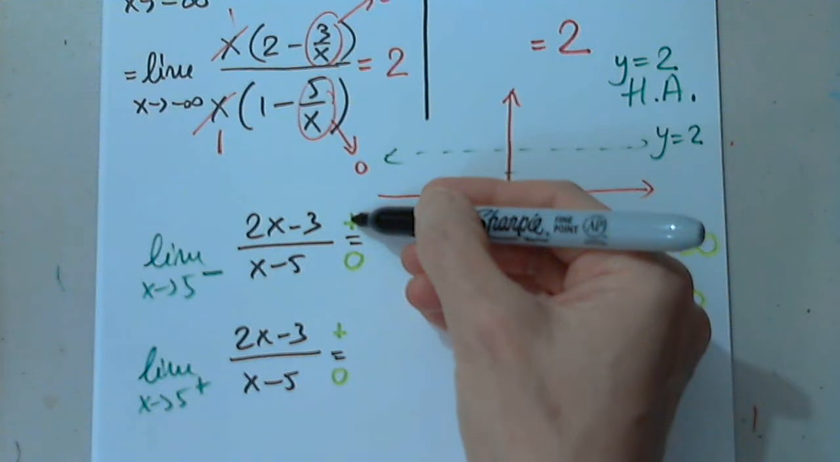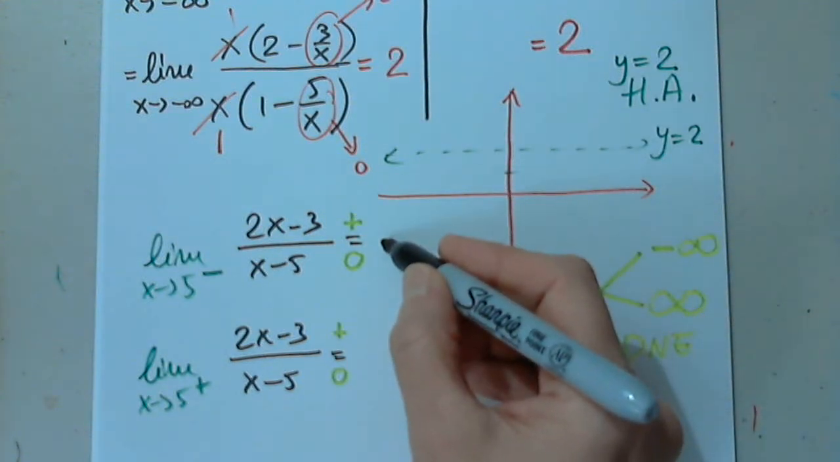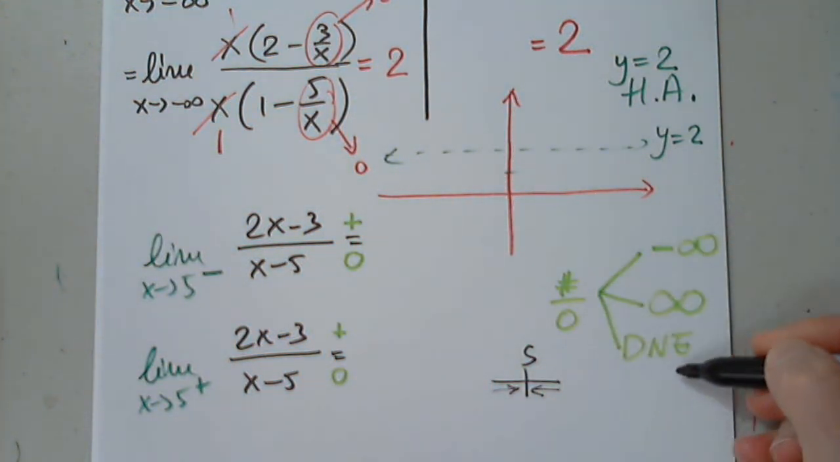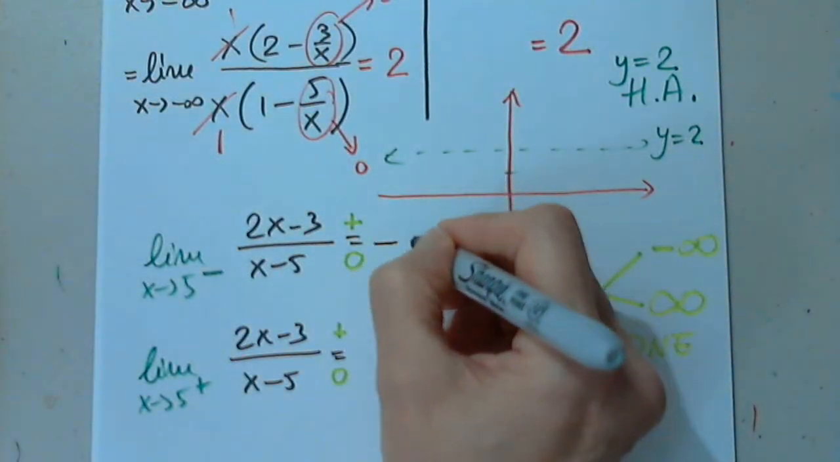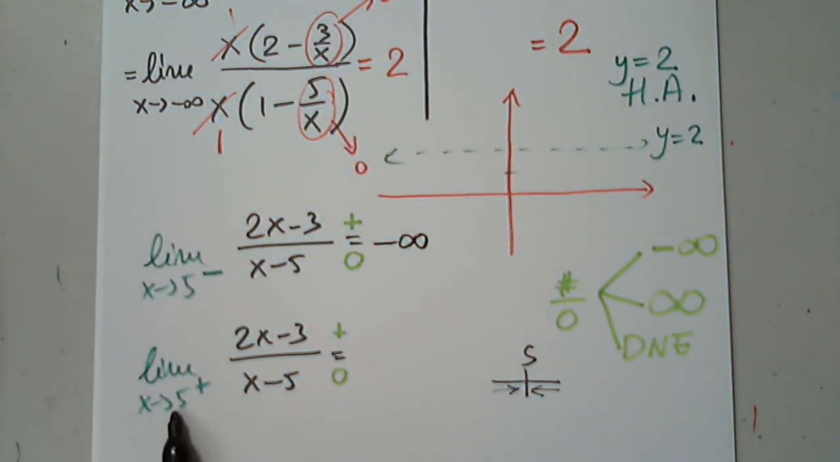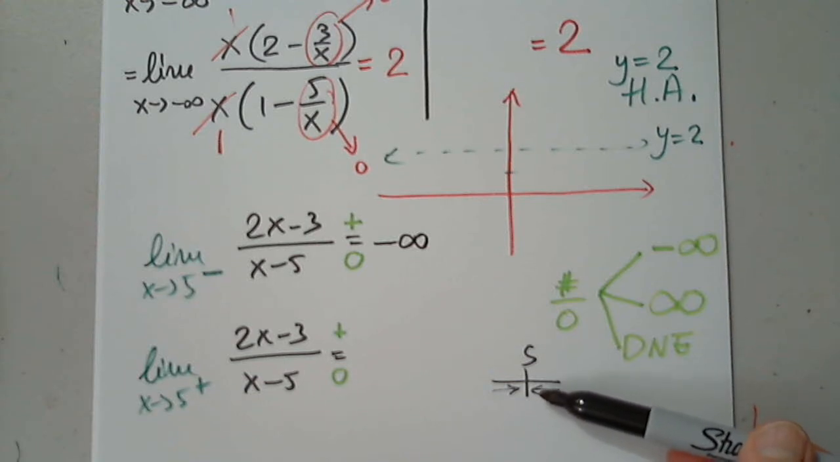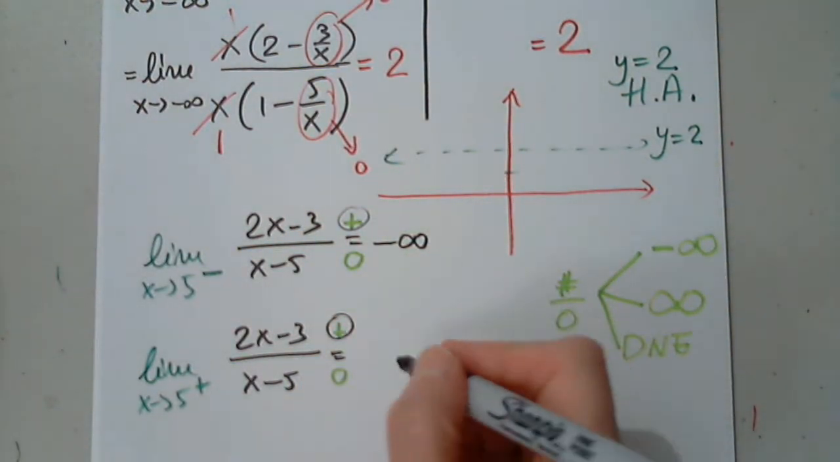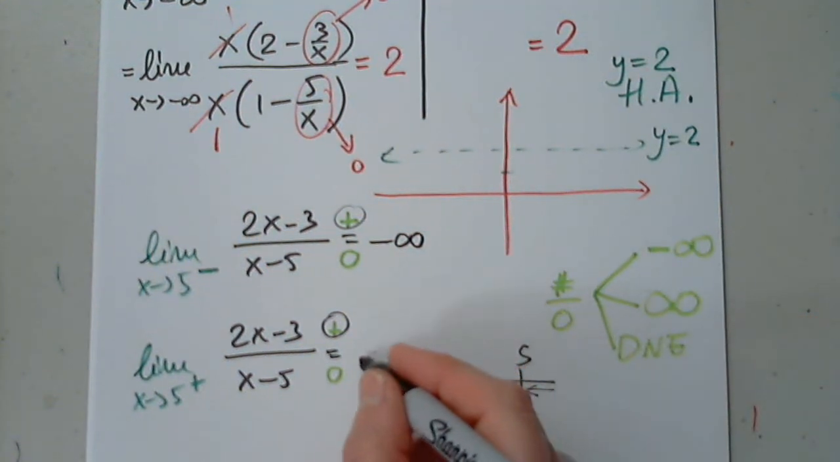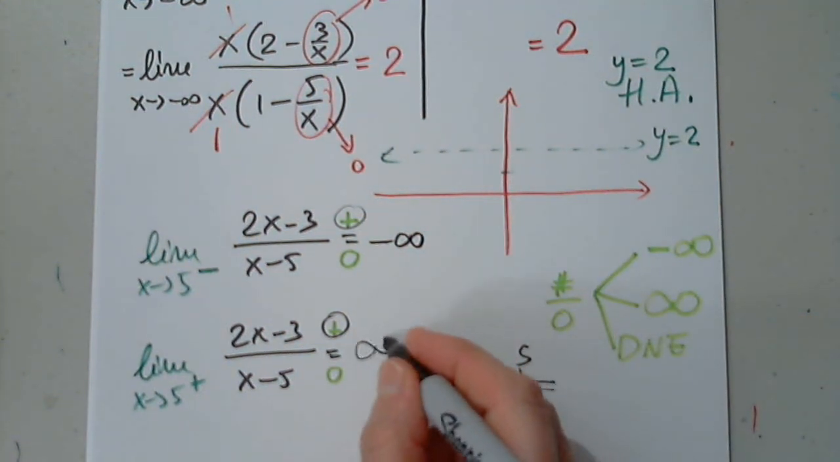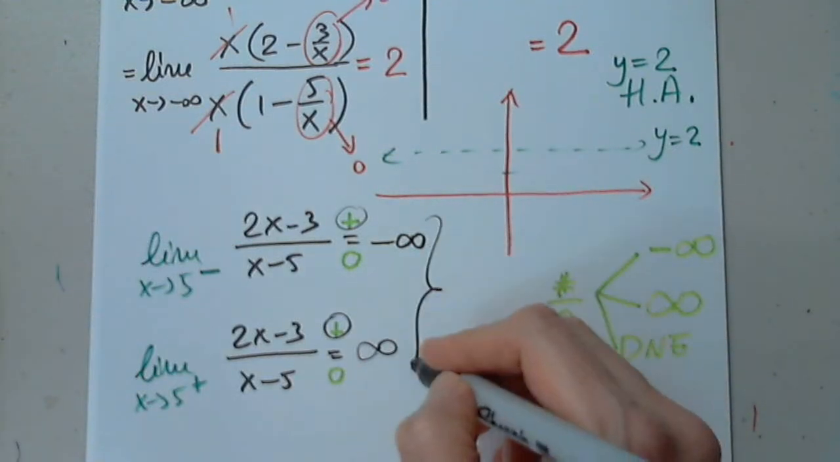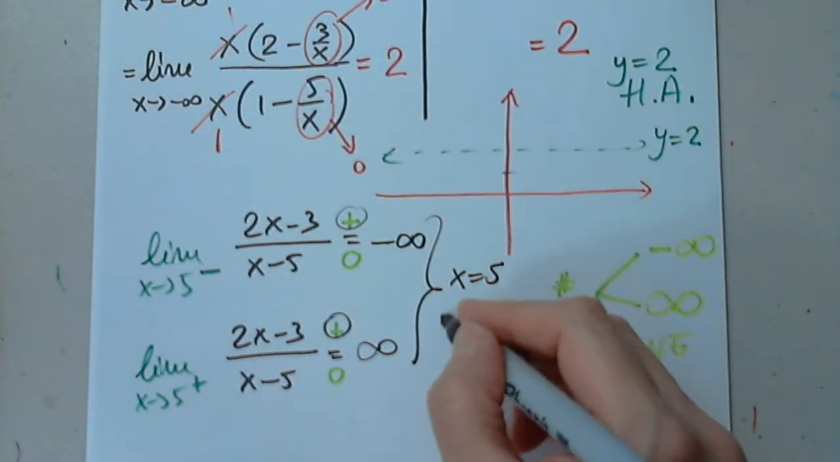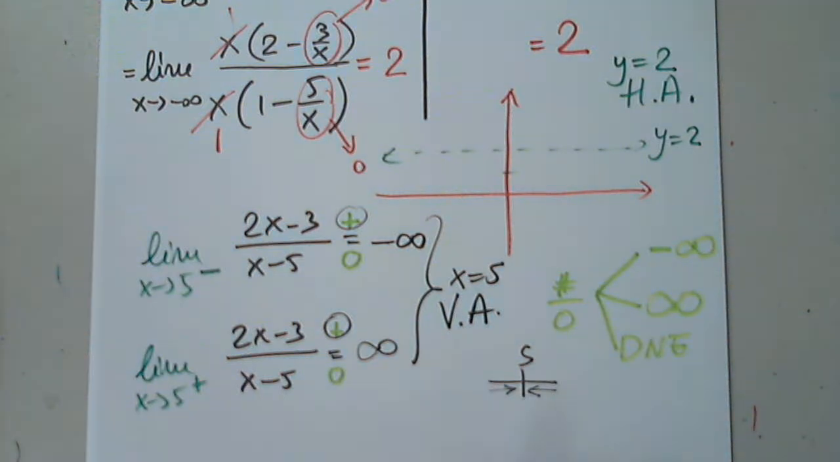Negative. So positive over negative will be which of these? Negative. That's it. Now please give me a number from the right of 5, like 5.1, and tell me the sign of the denominator. Because the numerator is always positive, around 5. Positive. Good. And what do I write here? Infinity. That's it. What does this mean? It means that x equals 5 is a vertical asymptote.